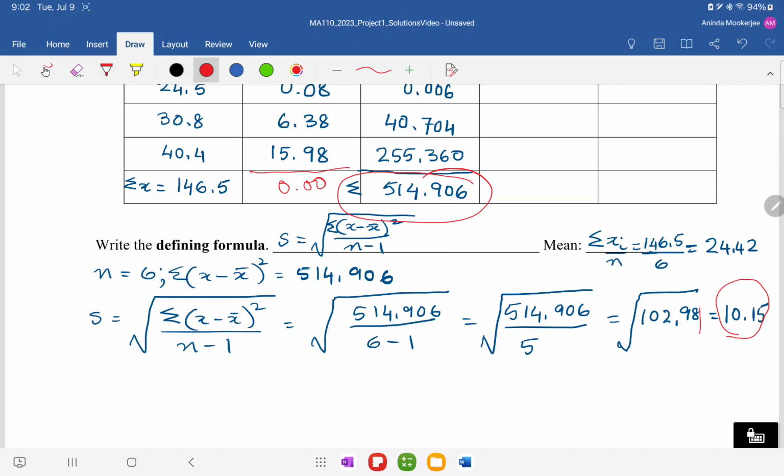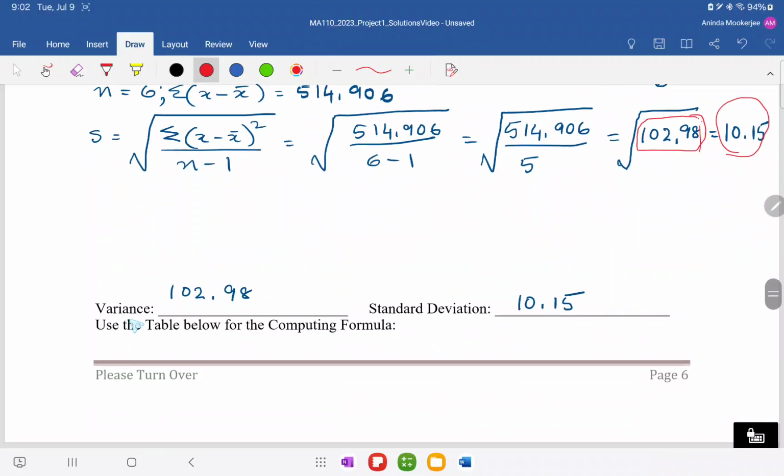Now the question said find the variance as well. The variance is very easy to find. Variance is whatever value you have before you find the square root. So 102.98 is the variance. Variance is the squared deviation of the mean. That means before you take the square root, whatever value is under the radical is the variance. So that's why I said variance and standard deviation are closely related to each other. That's why I have here the variance 102.98.